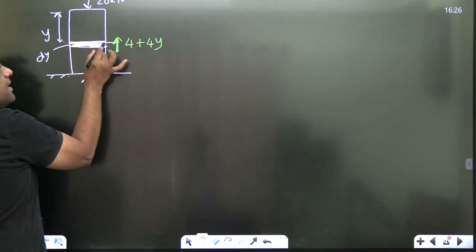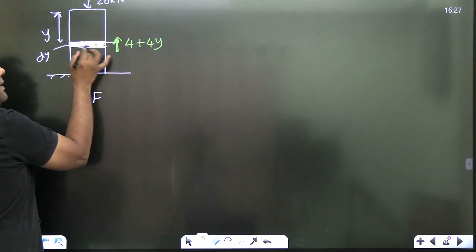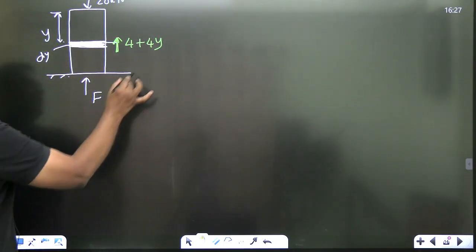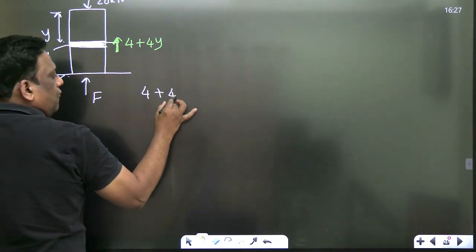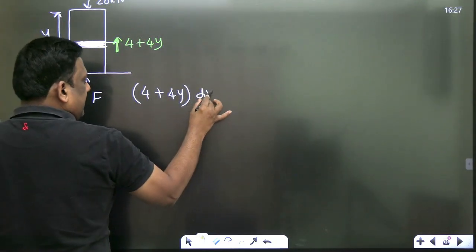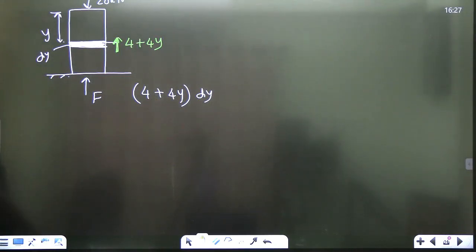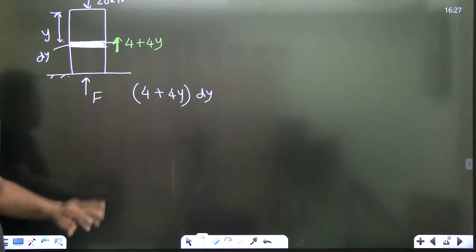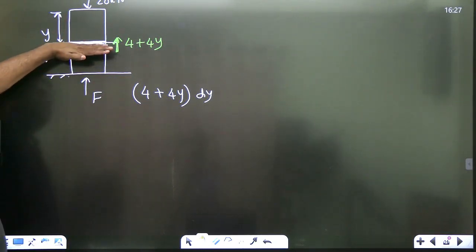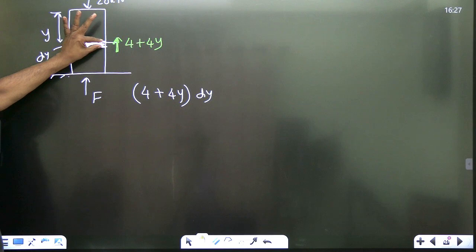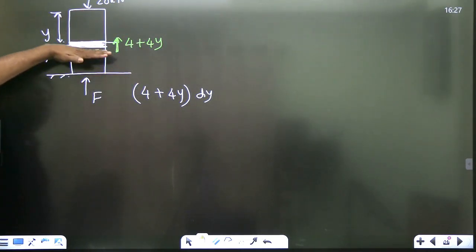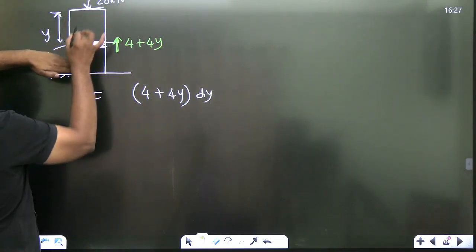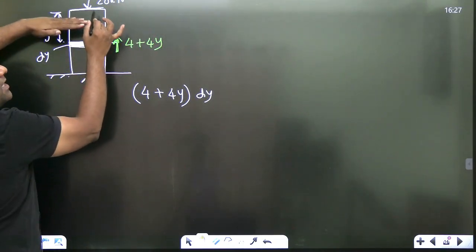So can I say here in this small length, what is the resistance? It is per meter length, and the length is dy, so it will be 4 plus 4y into dy. Exactly. Very good, sirs. This will be your resistance. Now let us calculate the total. This is the resistance in this small length. I want the total resistance. So for the total resistance, what will we do, sir? This is for the small length. If I want the resistance from 0 to y, what is the total resistance from here to here?